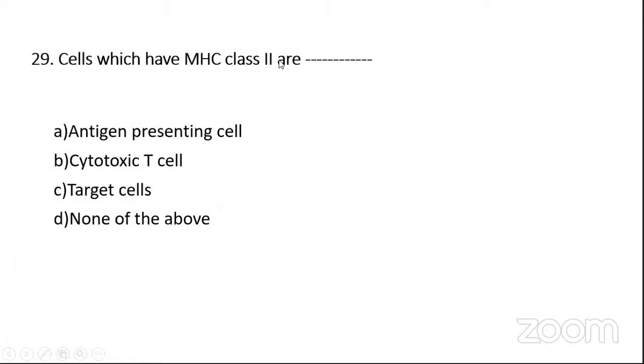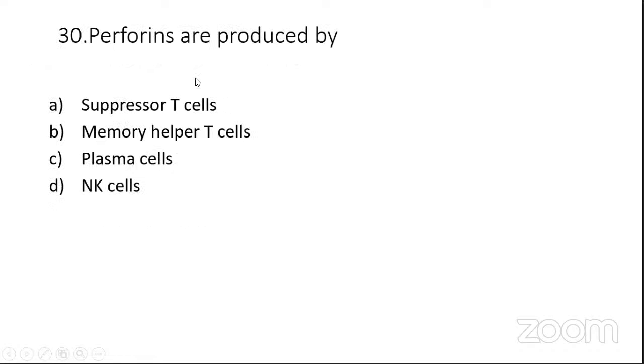Cells which have MHC class 2 are: antigen presenting cell, cytotoxic T cells, target cells, none of the above. So all cells which have MHC class 2 are mainly the cytotoxic T cells or the CD8 positive T cells. Okay. Perforins are produced by suppressor T cells, memory helper T cells, plasma cells, NK cells. Which cells? It is the NK cells.